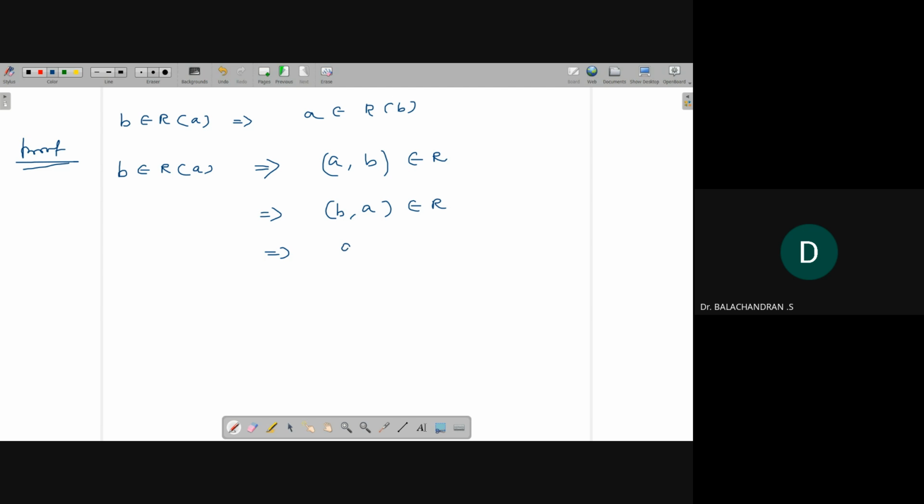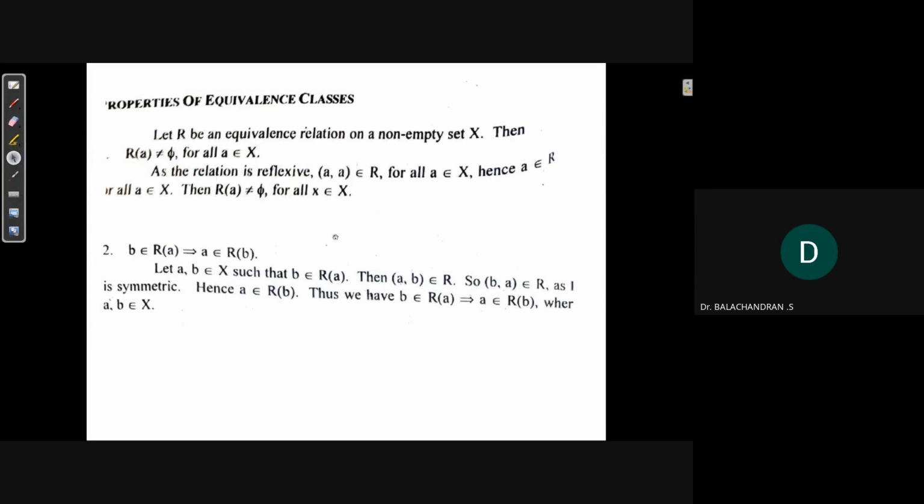What is the second element? A belongs to R of B. R of B means equivalence class of B. So I assumed B belongs to R of A, and I proved A belongs to R of B. It's over, second property is over. Next, third property. What is the third property? B belongs to R of A implies R of B equal to R of A.